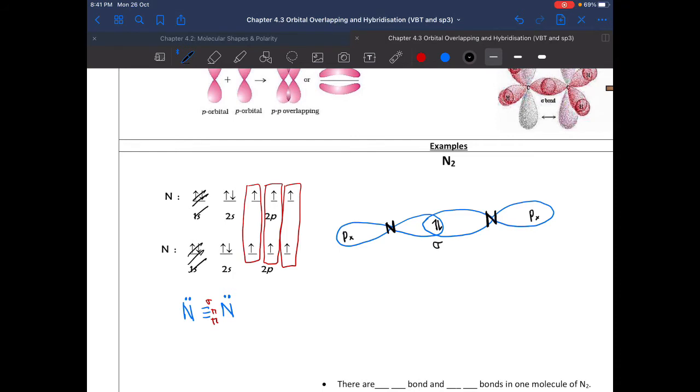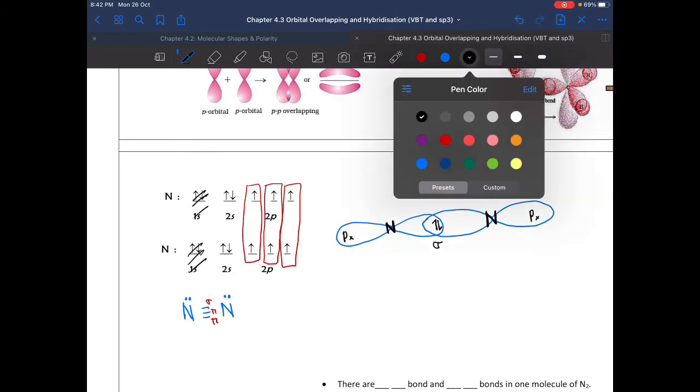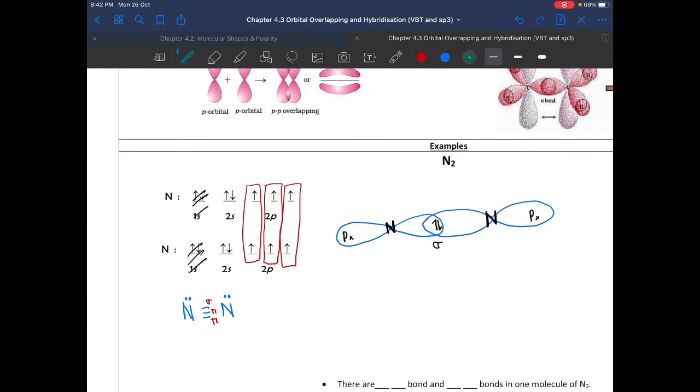And we said earlier there are 3 overlappings, so now we have 1, so another 2 are pi bonds. Pi bond overlapping is side to side. So side to side, to draw this one, you can use a different color if you wish. So let's say I will use the green one.